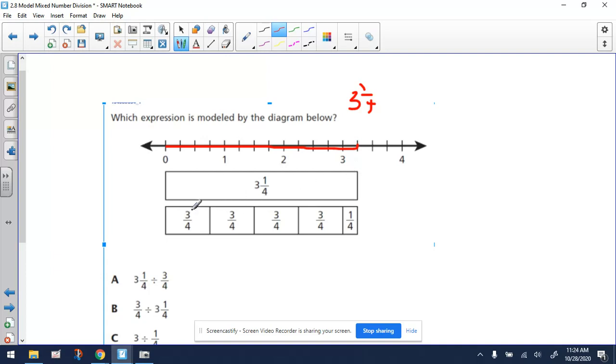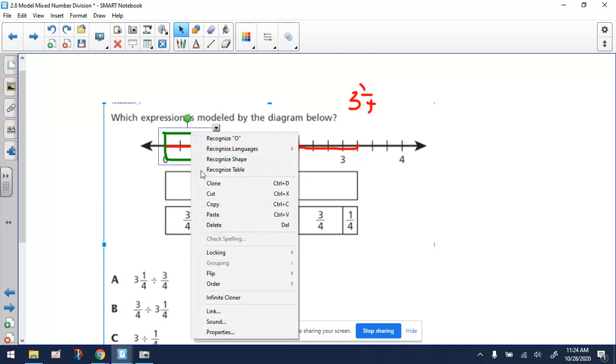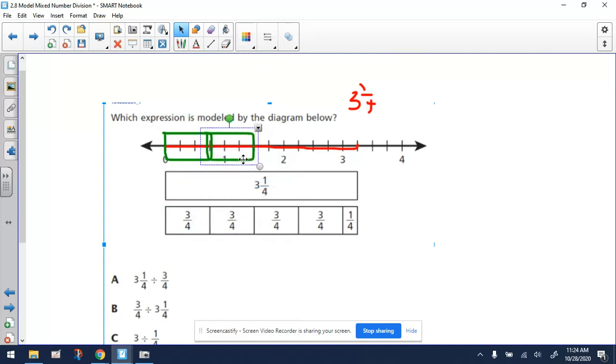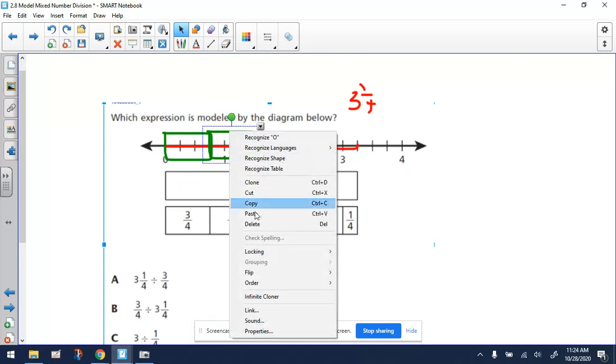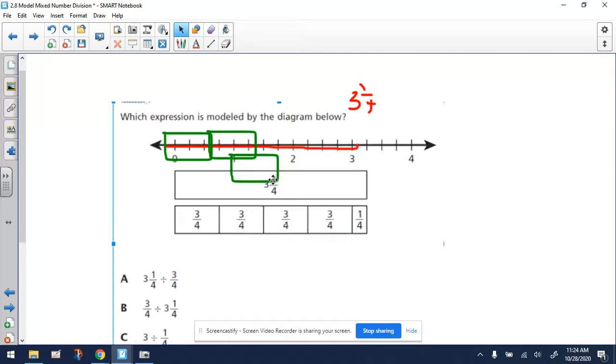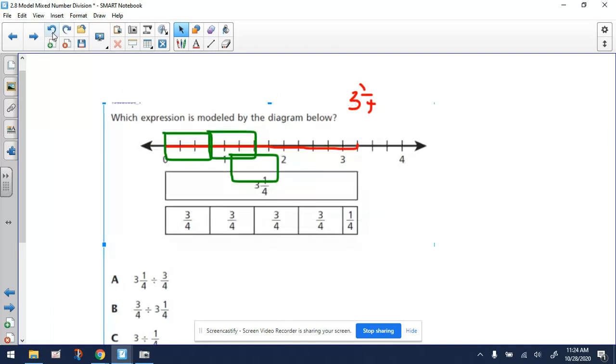Now, are we breaking that up into equal groups of 3/4? Is that what we're doing? So here's one group of 3/4, right there. That's one group. And if I clone that, now I have two groups. If I clone that, now I have, oh darn it. Let's see if I can move this. Now I have three groups.